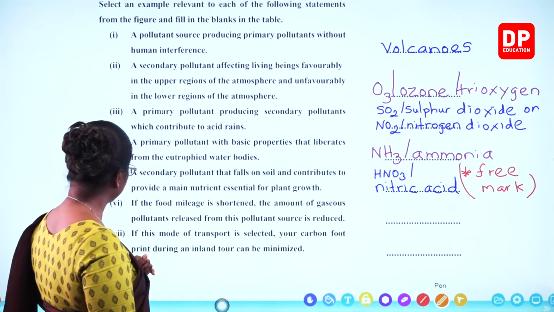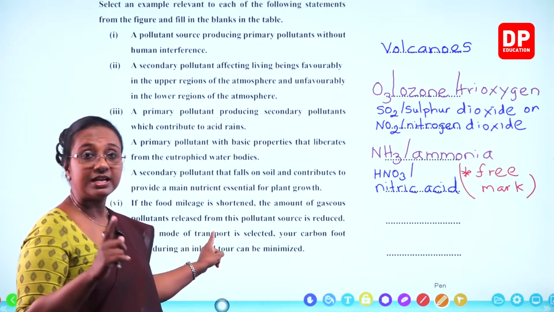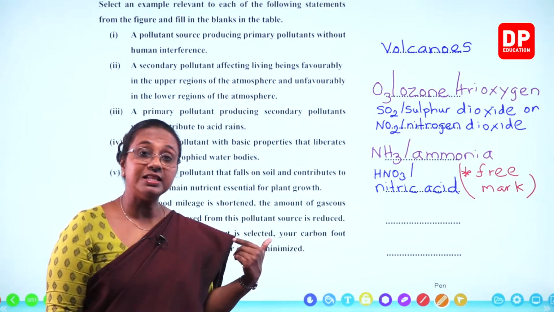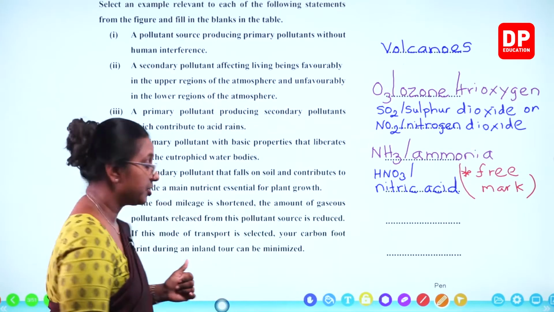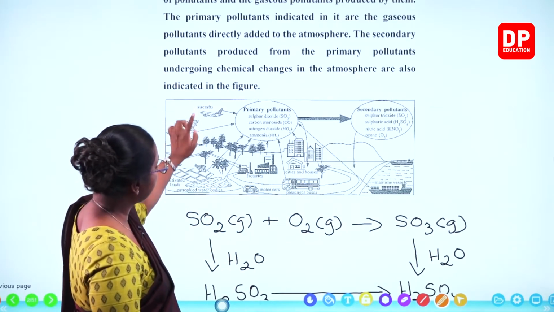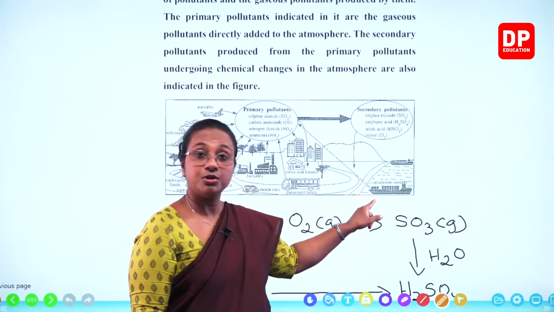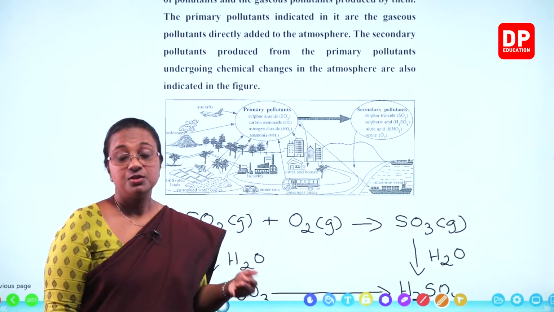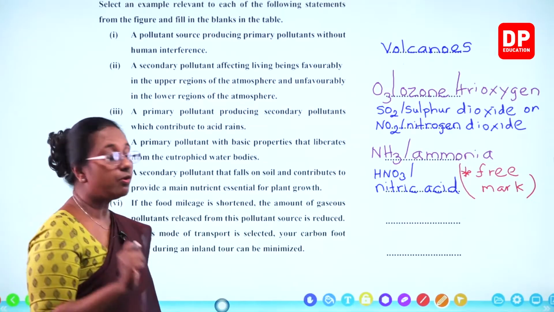So, now you look at the question. If the food mileage is shortened, the amount of gaseous pollutants released, so that is carbon dioxide, from this pollutant source is reduced. So, they want you to find the pollutant source. So any source that releases carbon dioxide for the transportation of food. If you look at the diagram, they have given quite a lot. They have given the aircraft, there is the motor car, there is the passenger bus, and there are the maritime vessels, or you can write it as a ship. So all four use fuel. So all of them release carbon dioxide. You can write any one of the four things.